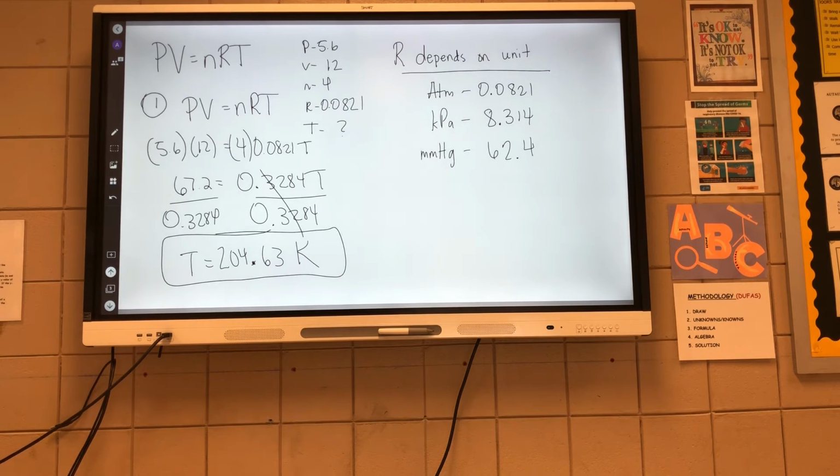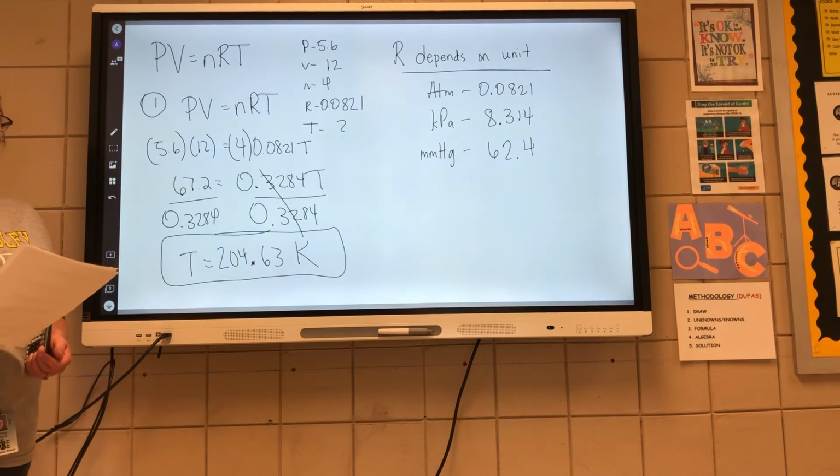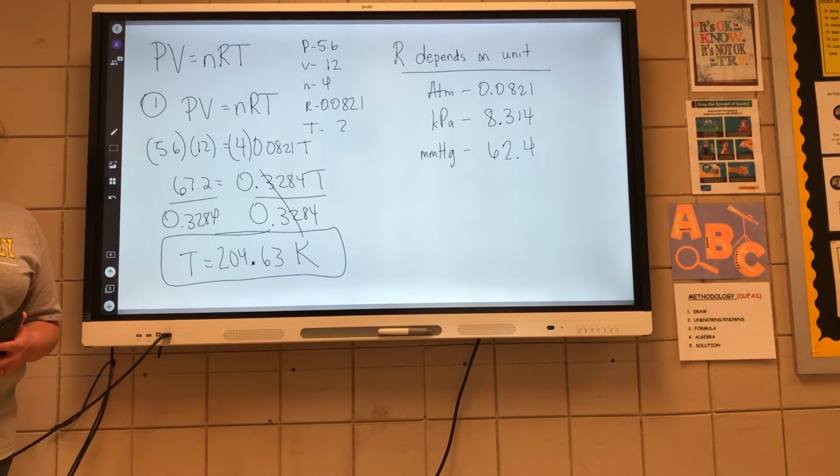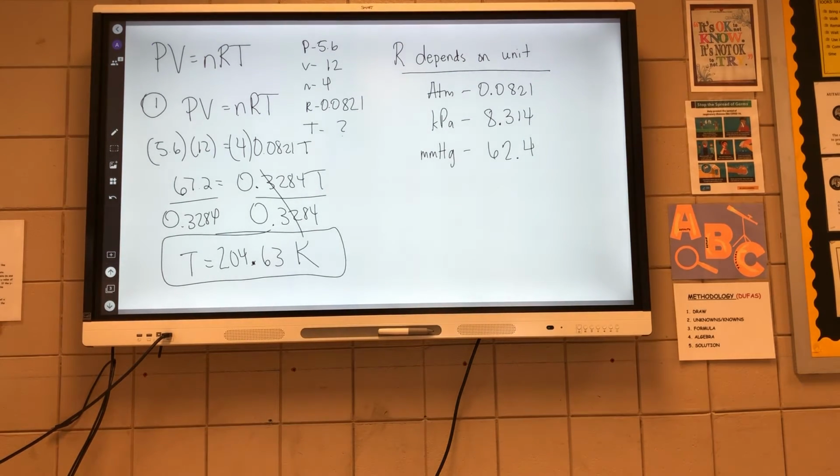So this is basically what we did the other day, except we didn't do a formula with the R in it or the N. But as far as what we're doing, we just have a formula and we're plugging in. Questions? Let's do number 2.